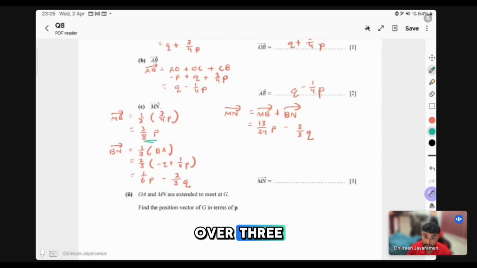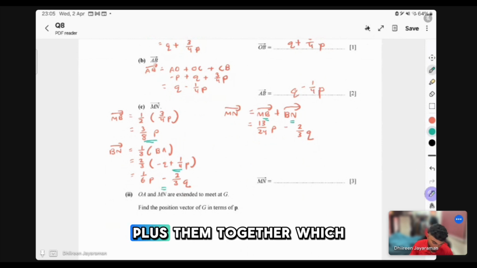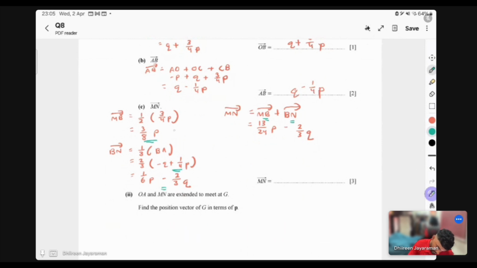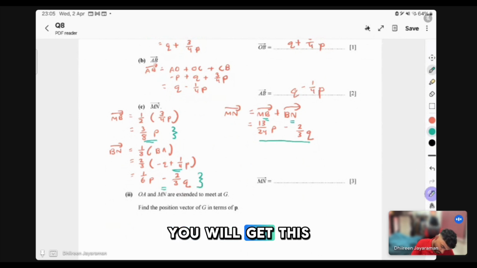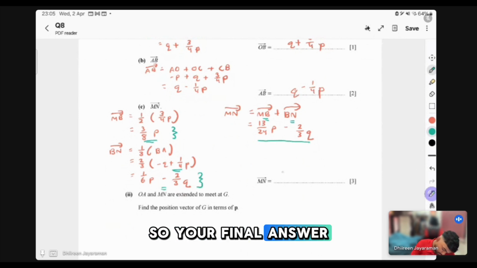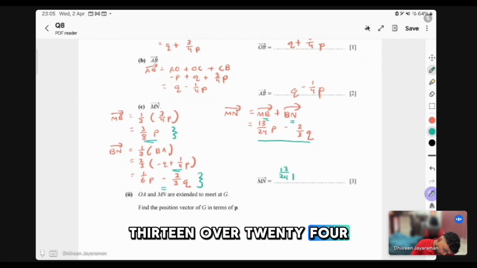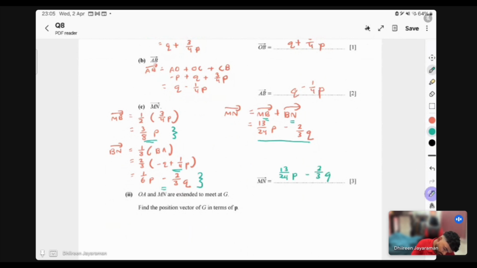BN is 1 over 3 BA, stated in the question as well. You have AB, so you reverse it to get BA. Using this as BA, you get your answer for BN. So MN is MB plus BN, adding them together, you get this answer. Your final answer is 13 over 24 p minus 2 over 3 q.